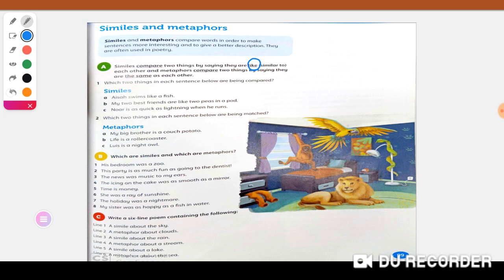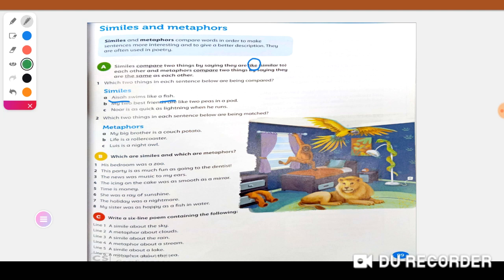So, which two things in each sentence below are being compared? A, Asa swims like a fish. I have the girl and the fish. These are the two things that are being compared. B, my two best friends are like two peas in a pod.